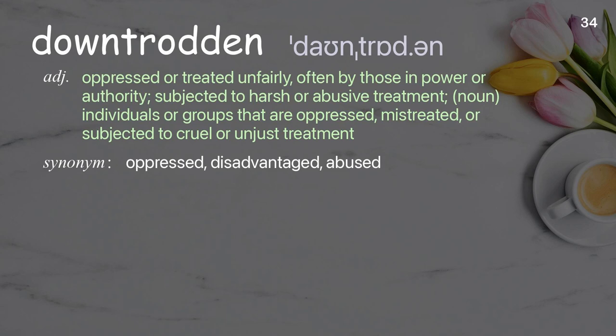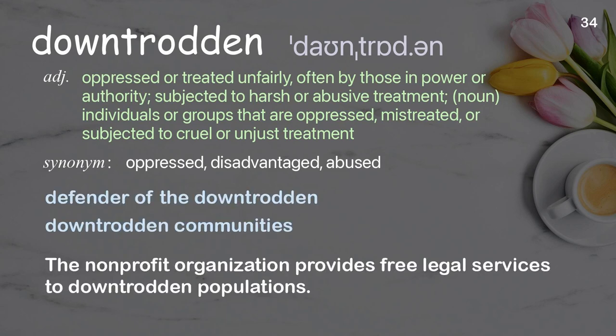Downtrodden. Oppressed or treated unfairly, often by those in power or authority, subjected to harsh or abusive treatment. Noun, individuals or groups that are oppressed, mistreated, or subjected to cruel or unjust treatment. Examples: defender of the downtrodden, downtrodden communities. The nonprofit organization provides free legal services to downtrodden populations.